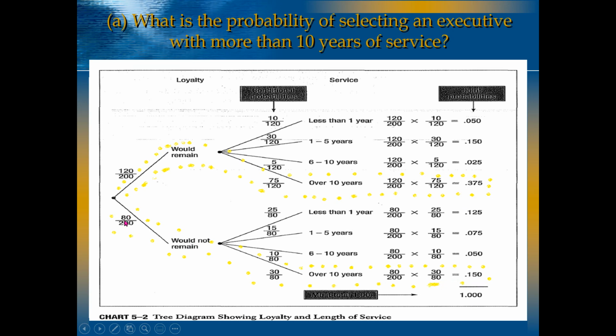Simply 80 divided by 200 into 30 by 80. So I have labeled the branches here as well, so you can easily read the branches. So if I add 0.375 and 0.150, what is this branch? This branch represents all those employees who have over 10 years of experience, whether they remain loyal or not. That's not the question here. So this probability will be interpreted as anyone who has over 10 years of experience.